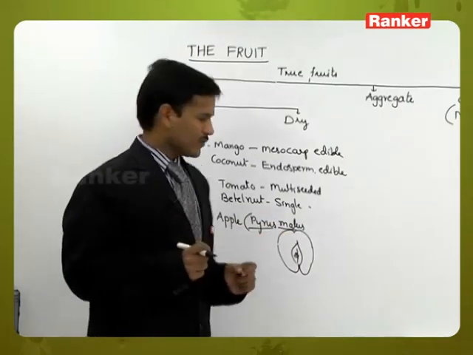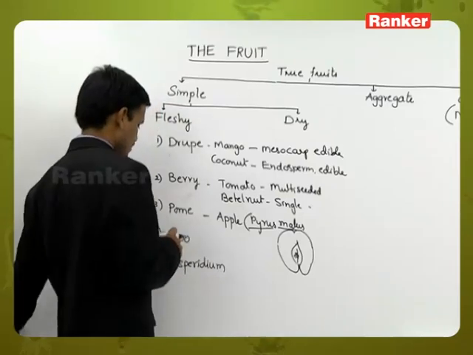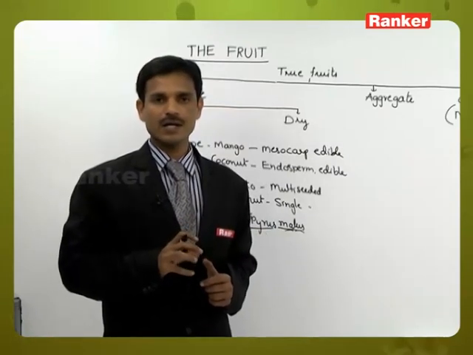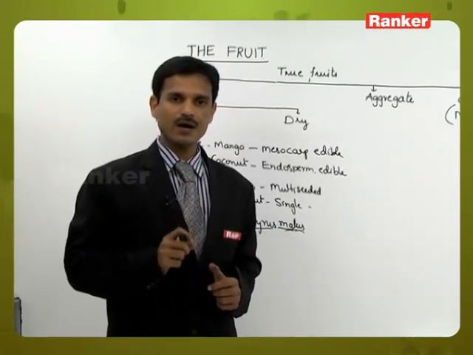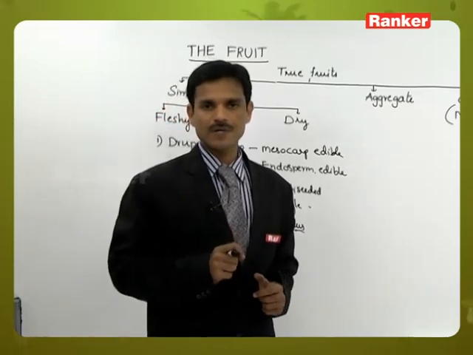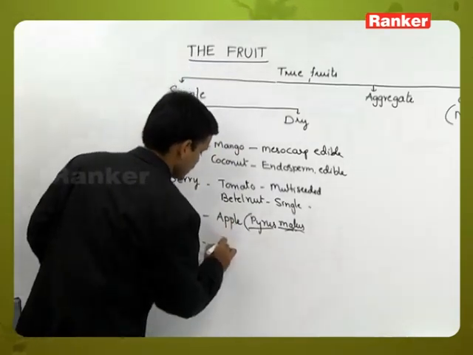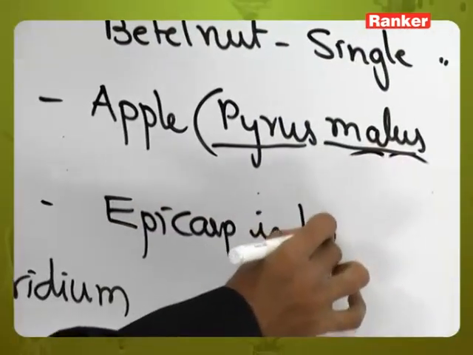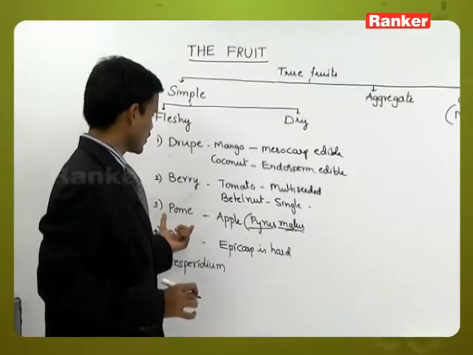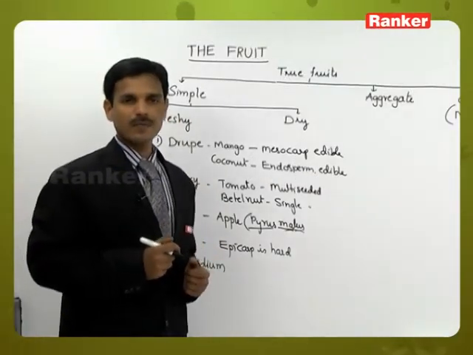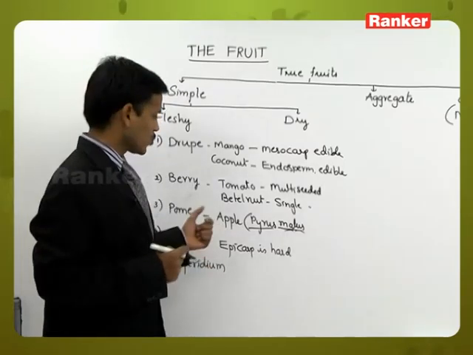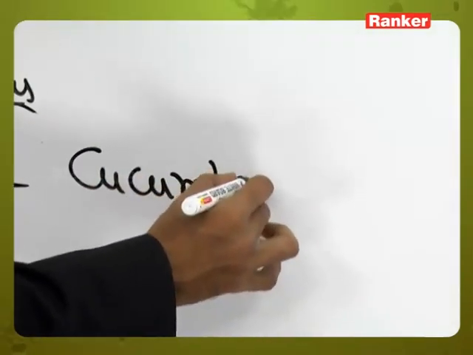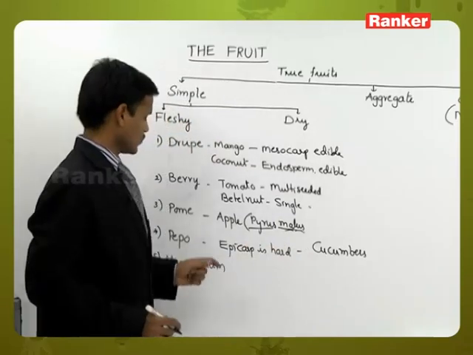The next type of fleshy fruit is pepo. Pepo is also a berry-like fruit. Here epicarp, mesocarp and endocarp are differentiated, but the epicarp is very hard. This type of pepo fruit is observed in Cucurbitaceae family members. It is a characteristic fruit of Cucurbitaceae family members, such as cucumbers.